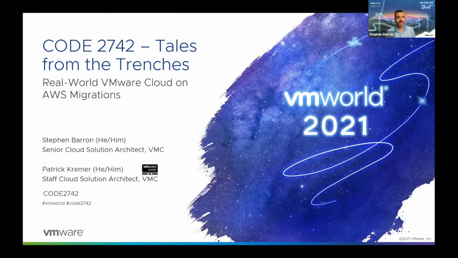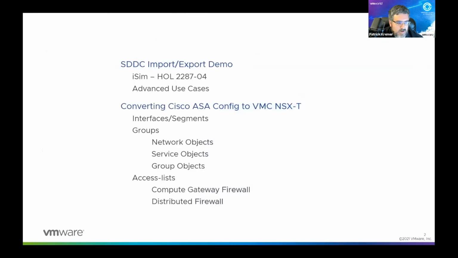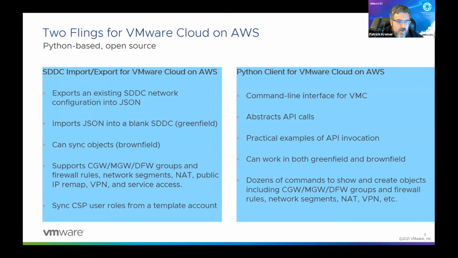And you should be here for code 2742, Tales from the Trenches, real world VMware Cloud on AWS migrations. So today we are going to talk about two different flings that we've used to help our customers migrate into VMC, the SDDC Import Export Fling and the PyVMC Fling. They're both Python based, they're both open source.